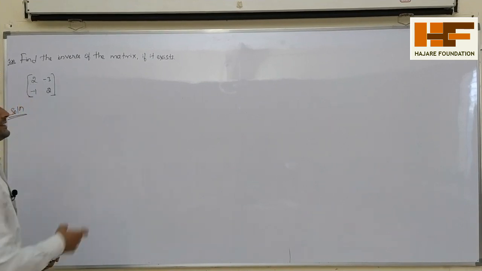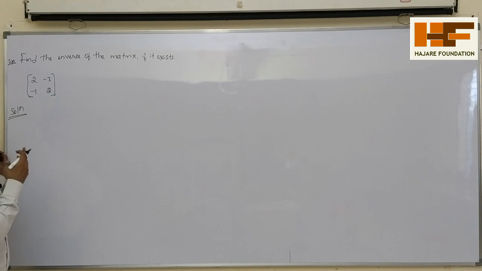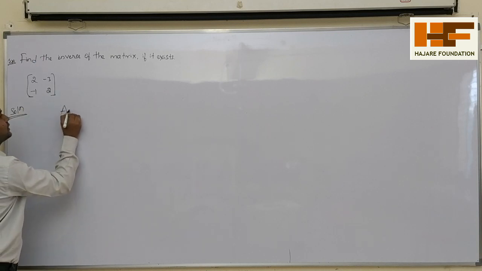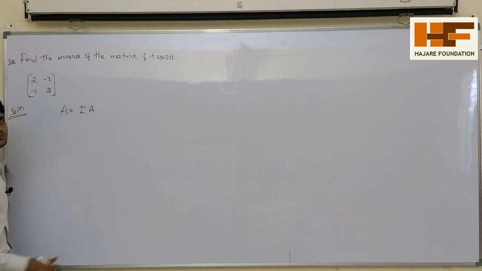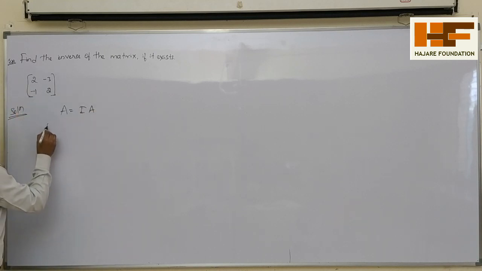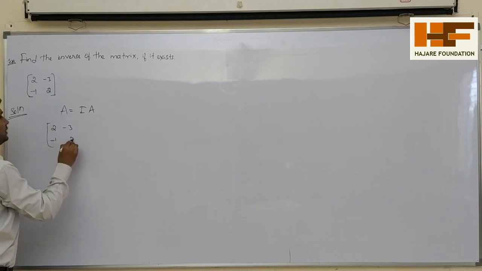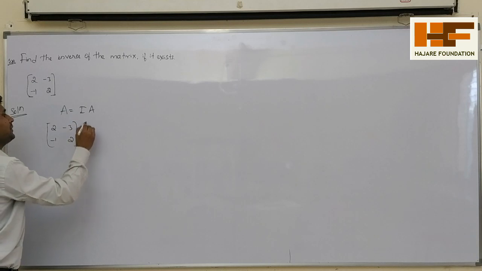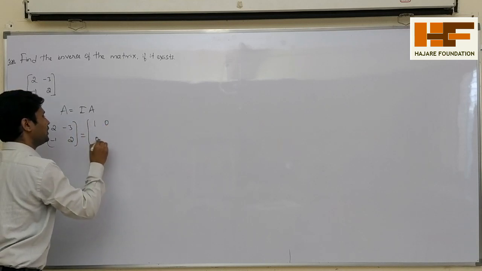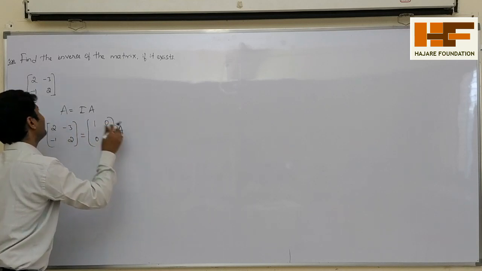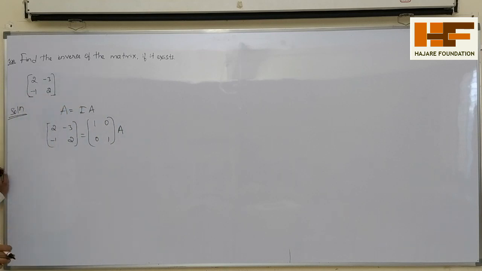Consider one more example. You have to solve using elementary row operation, or you may follow elementary column operation. Here I am solving the example using elementary row operation. What is the standard form? A is equal to I into A form. First we have to write the matrix A. They given 2 minus 3 minus 1 2 equal to identity matrix of order 2 by 2 I am considering, because they have given 2 by 2 order matrix.